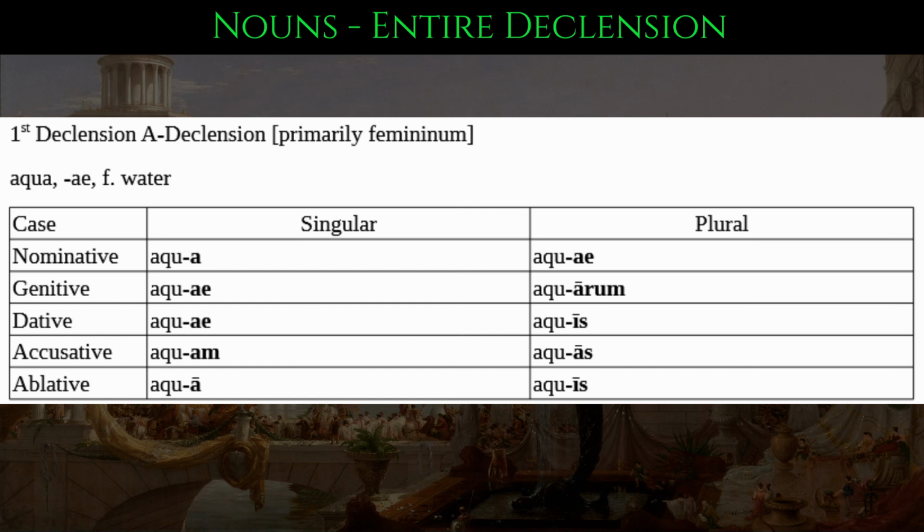So, aqua, aquae, aquae, aquam, aqua. The plural, aquae, aquarum, aquis, aquas, aquis.